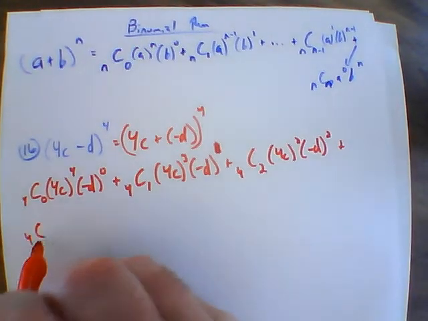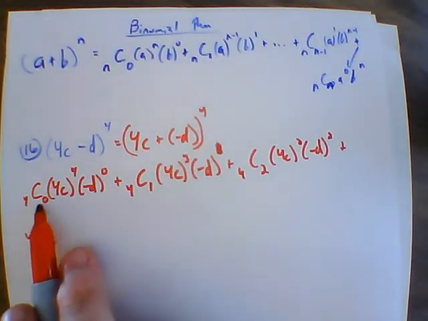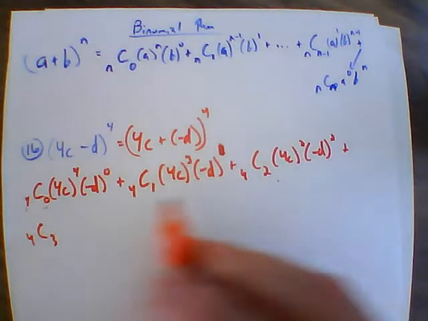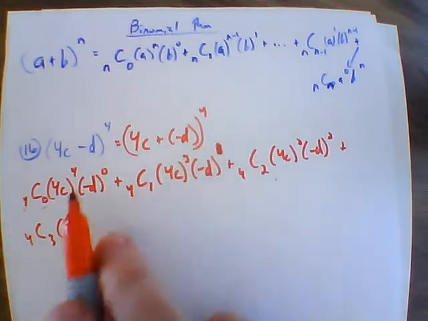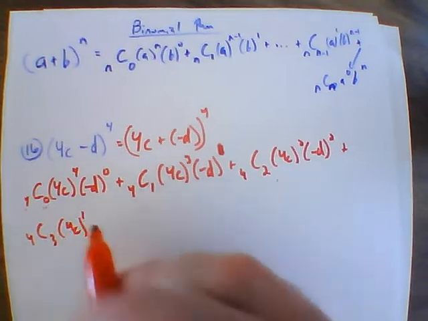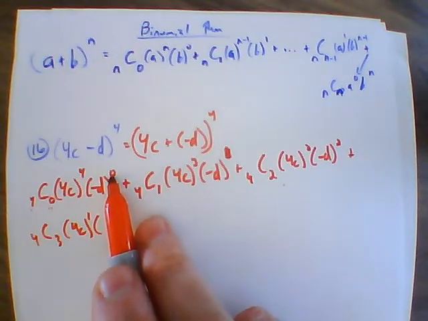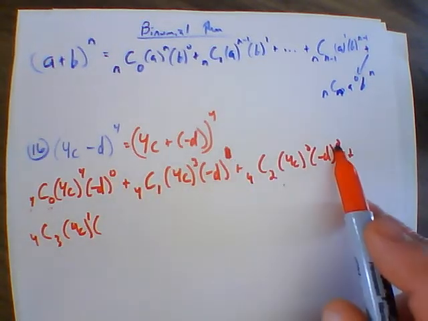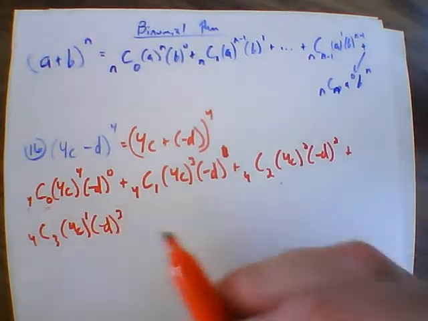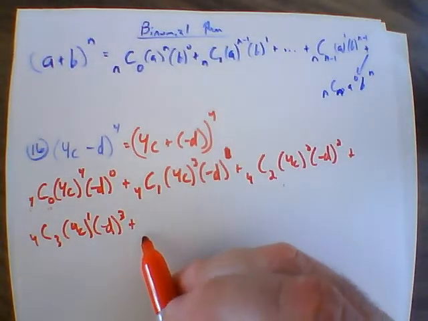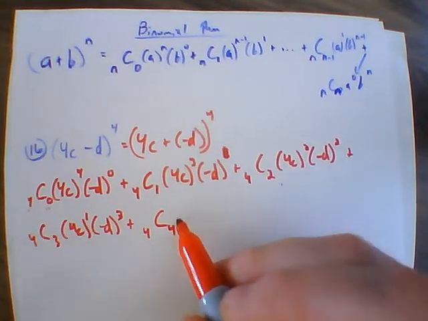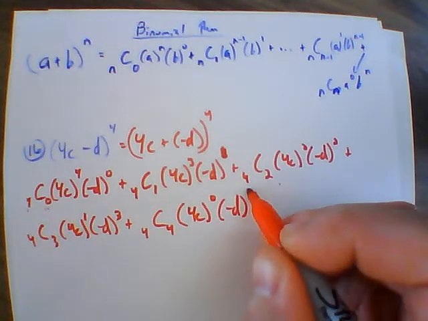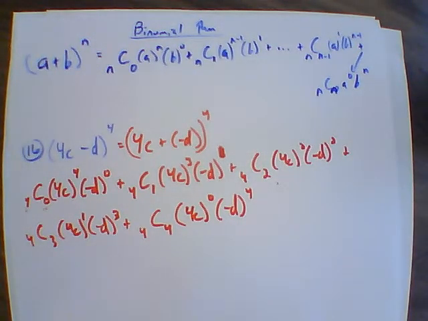Plus then we would have 4 combination 3. So once again you see this number, 4 combination 0, 1, 2, 3, 4, is going to be my next one in here. We have that 4c, once again down to that first power. As that next part ascends up, remember one descends down, one ascends up. So we have the 0, we have the 1, we have the 2. Now we're going to have that negative d to the 3rd power. Plus then we would have 4 combination 4, which would be 4c to the 0, and then negative d to the 4th. Okay, and so this would be writing everything out.